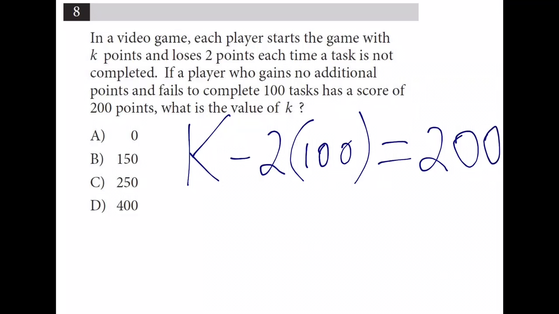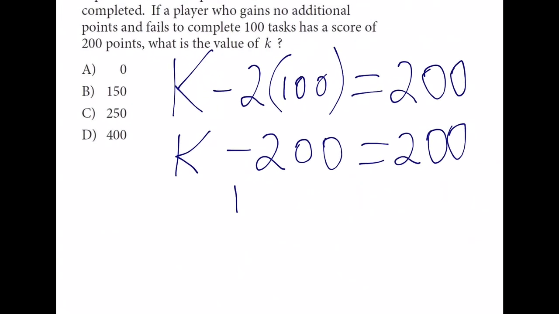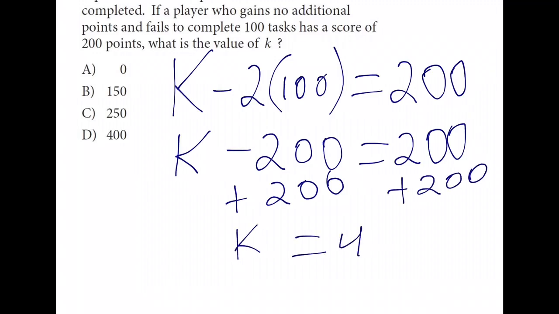This is where I start. I can combine like terms. I get K minus 200, since 2 times 100 can be simplified, is equal to 200. If I want to figure out what K is, all I have to do is add 200 to both sides. K is equal to 400.